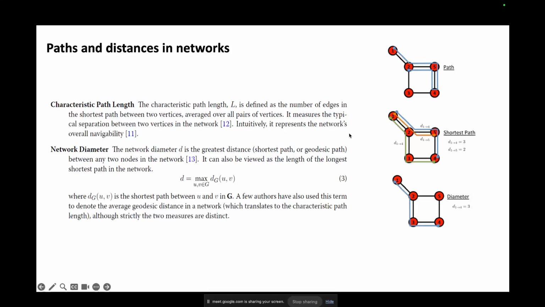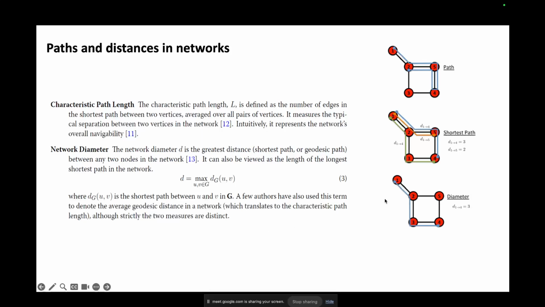Basically, this is defined as the length of the longest shortest path in the network. Longest, because those two nodes are the farthest apart. And what is the shortest distance between these two farthest away nodes? That is how you define the network diameter. A network diameter will give you an idea about how distributed the network is, how wide the network is, if you can say that.